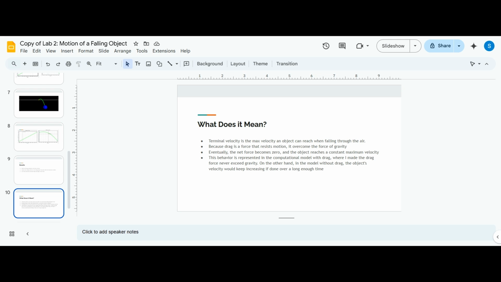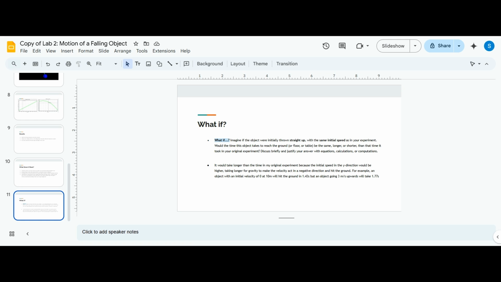What does this mean? This means that terminal velocity is the max velocity an object can reach when falling through the air. Because drag is a force that resists motion, it can overcome the force of gravity. Eventually, the net force becomes zero, and the object reaches a constant maximum velocity. This behavior is represented through our computational models with drag, where we made drag never exceed the force of gravity. On the other hand, in the model without drag, the object's velocity would keep increasing if done over a long enough time.